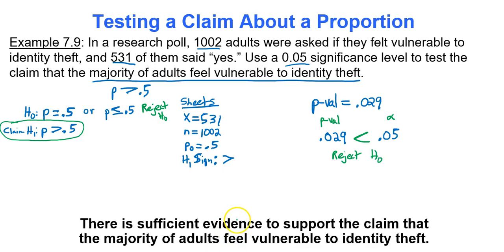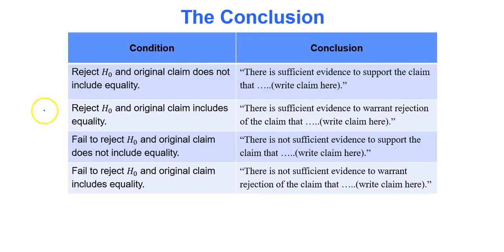Remember how to get the structure of that sentence from our table. We rejected the null hypothesis, so we're either in row 1 or 2, and the claim does not include equality, meaning the claim belongs to H1. So that puts us in row 1. That's why we say there is sufficient evidence to support the claim that blah, blah, blah. So anyway, that's how to use Google Sheets to do most of the work for you when testing a claim about a proportion.